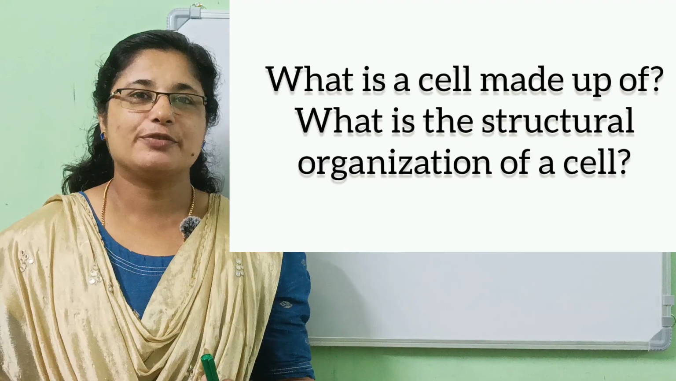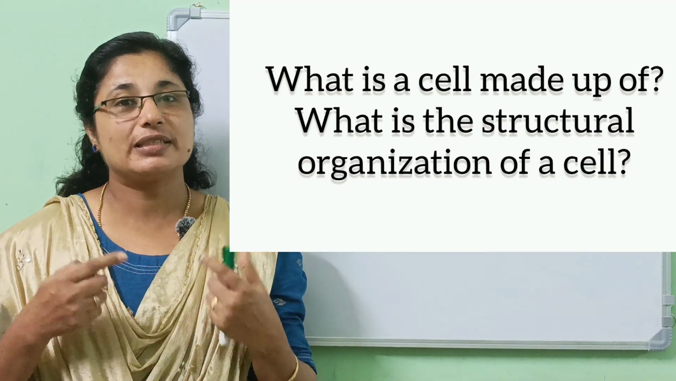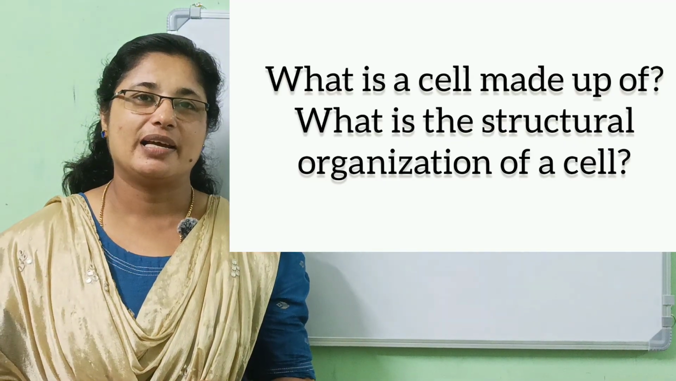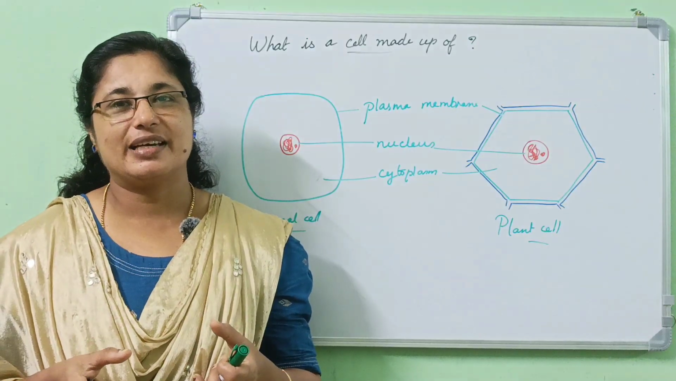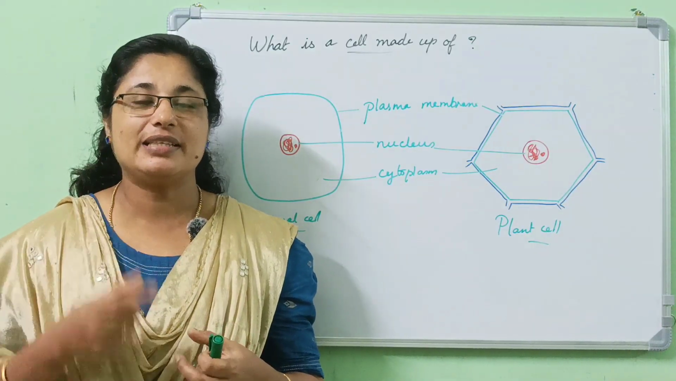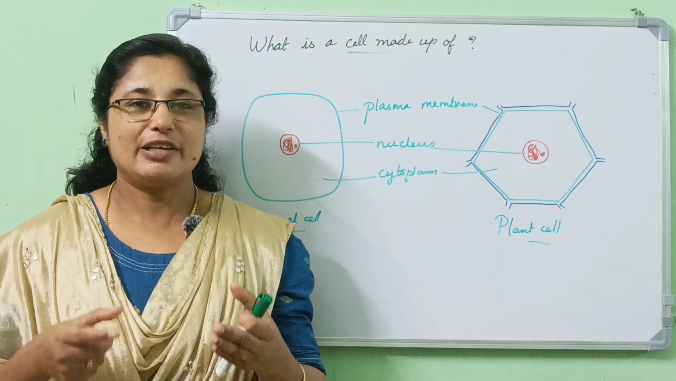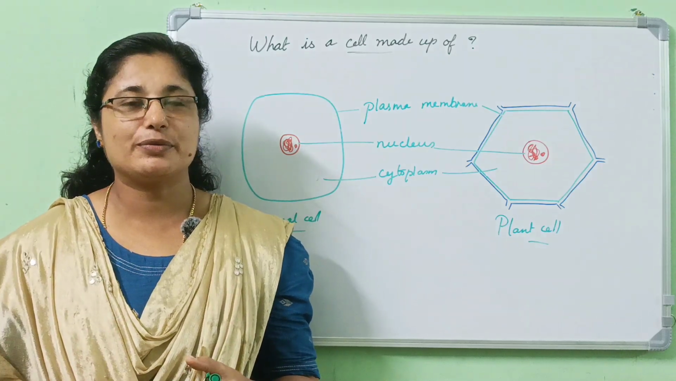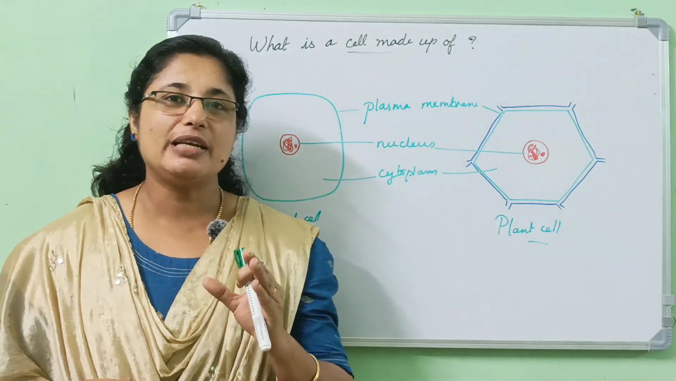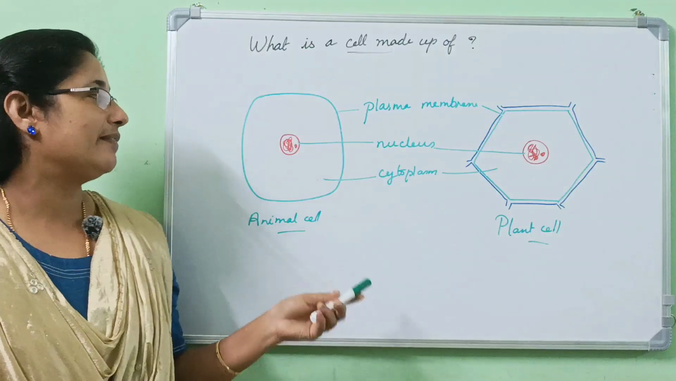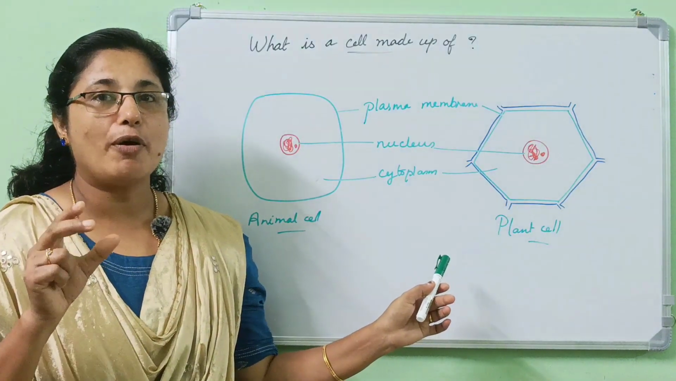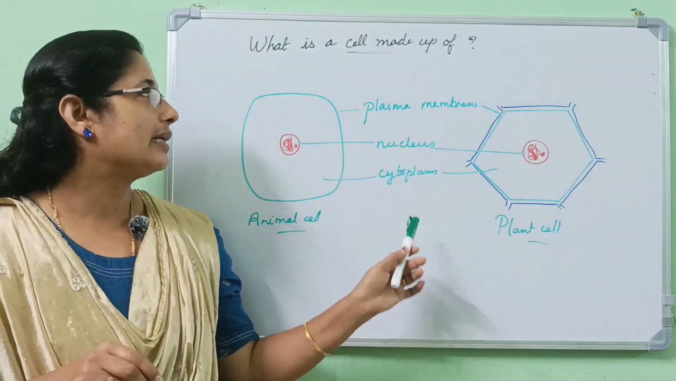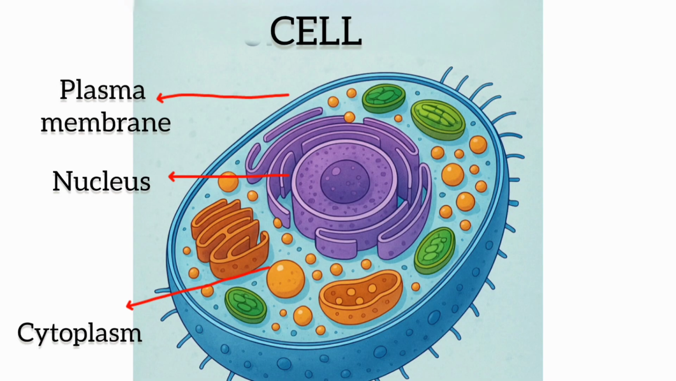Our next topic is: what is a cell made up of? What is the structural organization of the cell? Let us study more details about the cell and how it is organized. We all know that we cannot see the cell with our naked eye. If we observe a cell under a microscope, we come across three features in almost every cell, whether it is an animal cell or a plant cell. The three main common parts are plasma membrane, nucleus and cytoplasm.